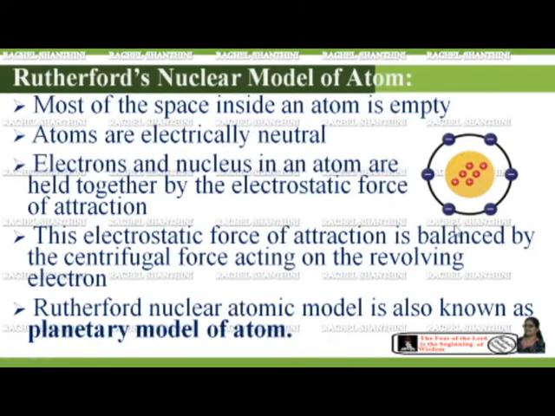Nuclear model of atom can be compared with the solar system. In an atom, the electrons revolve around the nucleus just in the same way as the planets revolve around the sun. Due to this comparison, the revolving electrons are sometimes called planetary electrons, and Rutherford nuclear atomic model is also known as planetary model of atom.